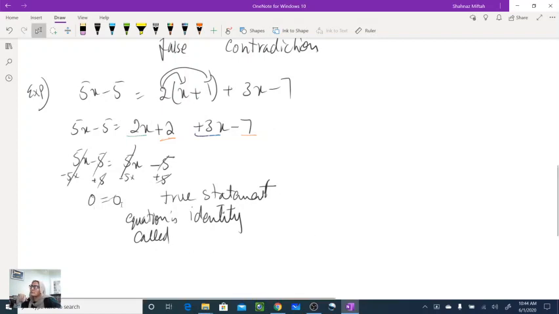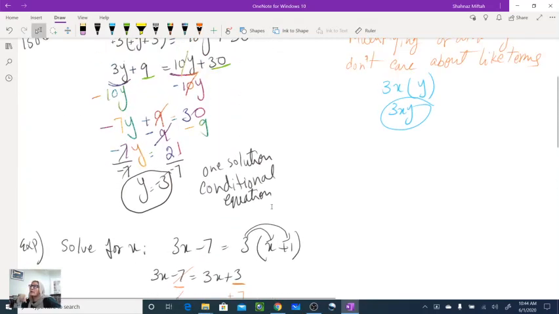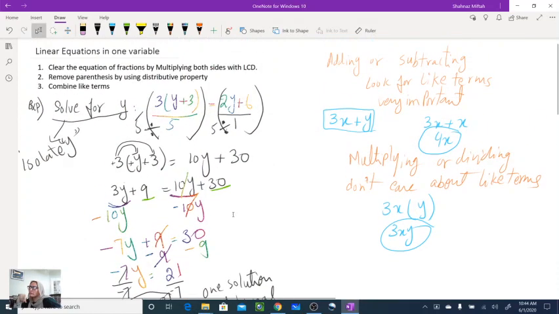Okay, so this is a true statement because both sides are the same. An equation like that is called an identity. In the other case it was false, there was no solution, and the equation is called a contradiction. This is just one solution, and this is called a conditional equation. And make sure you write down the steps and all of this.